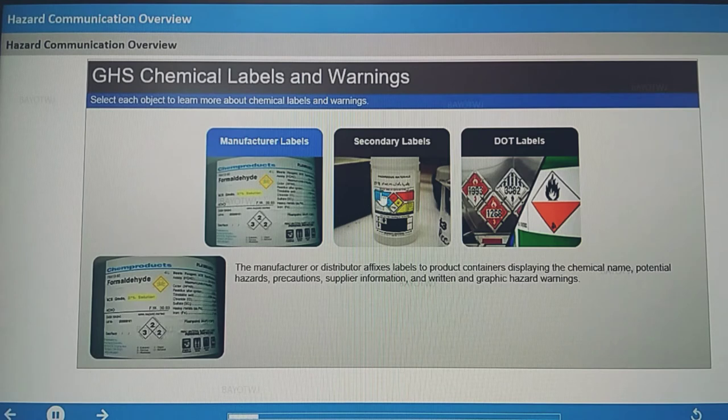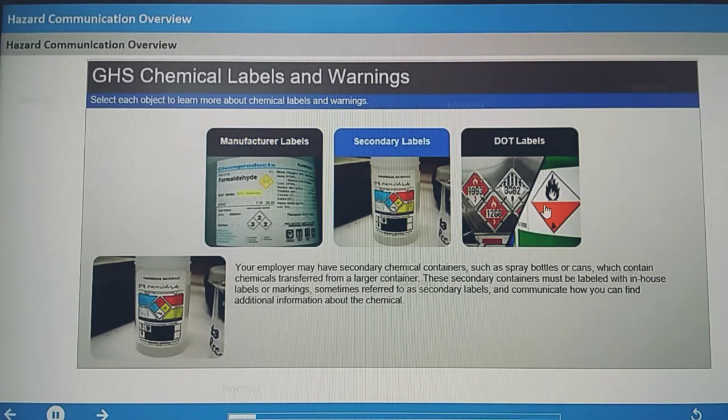The manufacturer or distributor affixes labels to product containers displaying the chemical name, potential hazards, precautions, supplier information, and written and graphic hazard warnings. Your employer may have secondary chemical containers, such as spray bottles or cans, which contain chemicals transferred from a larger container. These secondary containers must be labeled with in-house labels or markings, sometimes referred to as secondary labels, and communicate how you can find additional information about the chemical.